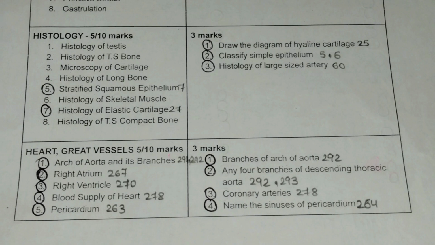Coming to the important 3 marks questions. In this, the first one is branches of arch of aorta. Second one, name 4 branches of descending thoracic aorta. Third one, coronary arteries. Fourth one, name the sinuses of pericardium.